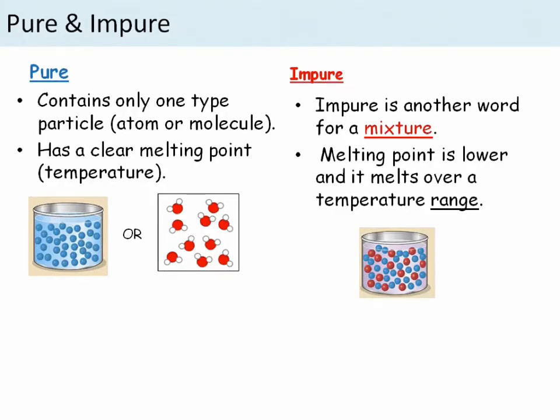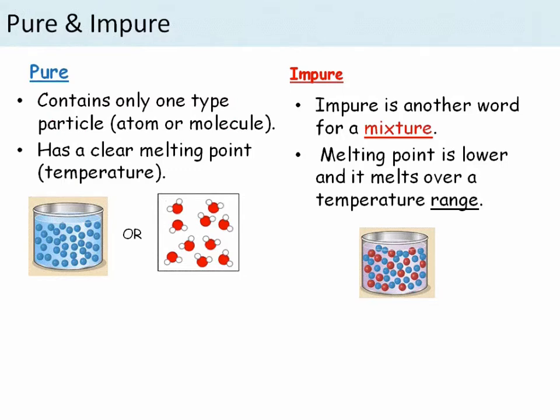Here we can see the differences between pure and impure substances. So a pure substance contains only one type of particle, that could be the atom or molecule, and it has a clear melting point and it would have a clear boiling point at an exact point. We can see that we have only got one type of atom or molecule present. So here we have pure water with only water molecules present.